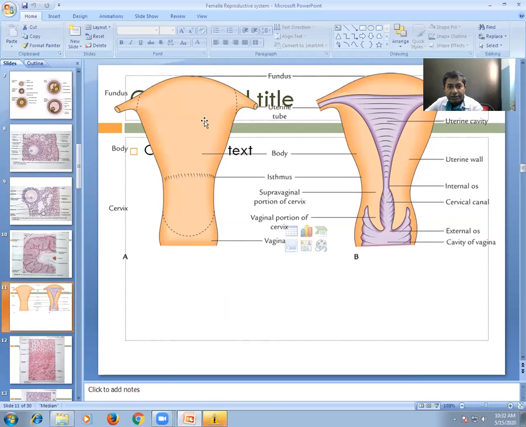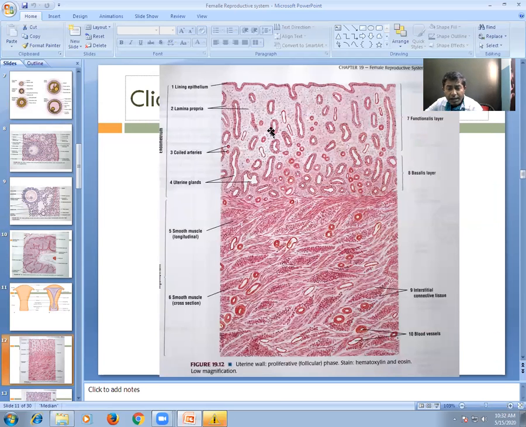Now the uterus. The uterus has three parts: fundus, body and the cervix. Histologically there are three layers. One is the endometrium, second is the myometrium, third is the perimetrium. The endometrium consists of lining epithelium, which is known as simple columnar epithelium. Below that is the lamina propria, and in the lamina propria you will get the glands. The glands are known as the uterine glands.